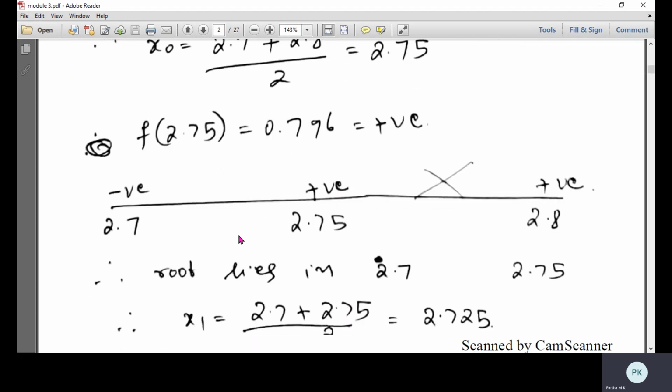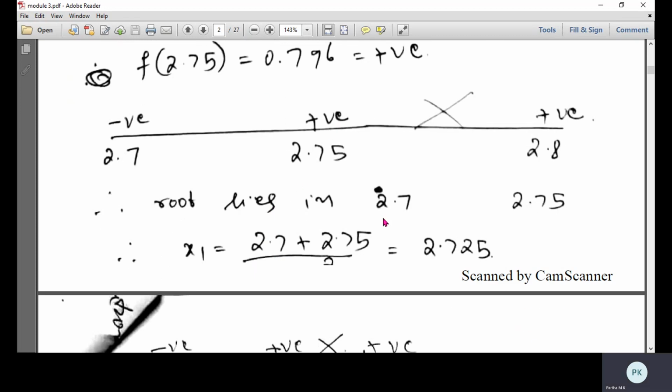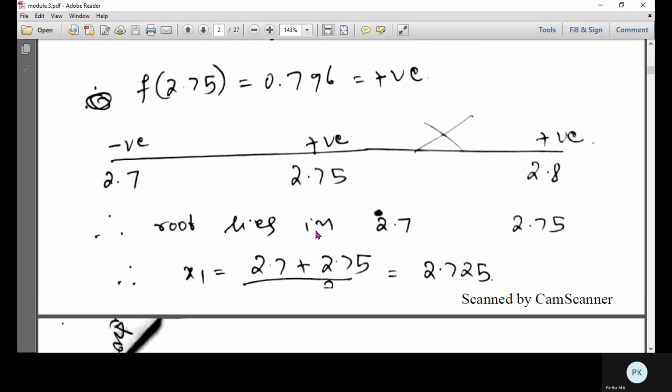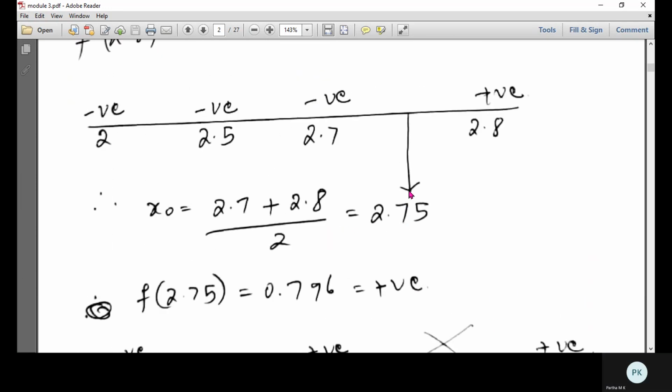Observe. So when this is positive for 2.75, positive. So this is positive, this is positive. No root between 2.75 and 2.8. So the root lies between 2.7 and 2.75.